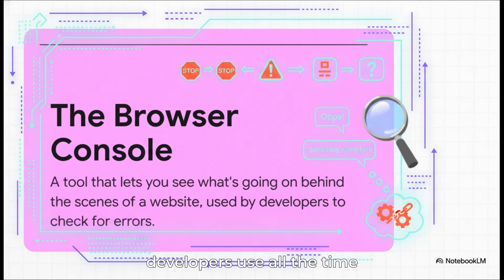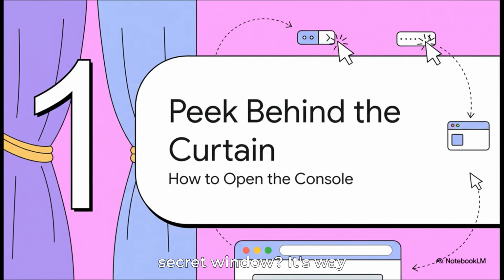Yeah, it's a tool that developers use all the time, but I want you to think of it differently. Think of it as a translation device. It's for those moments when a website starts speaking the language of broken and you need to figure out what it's saying. All right, so how do we open up this secret window? It's way simpler than you might think. It literally takes just a couple of clicks, and I'm going to walk you through the easiest way right now.